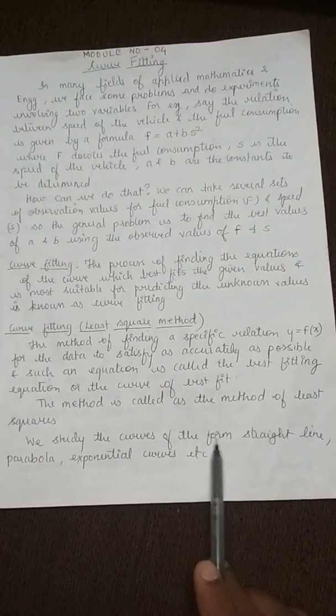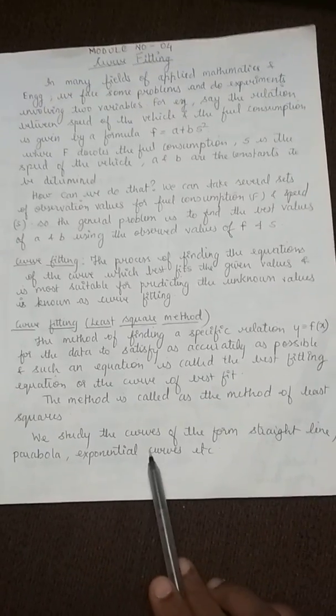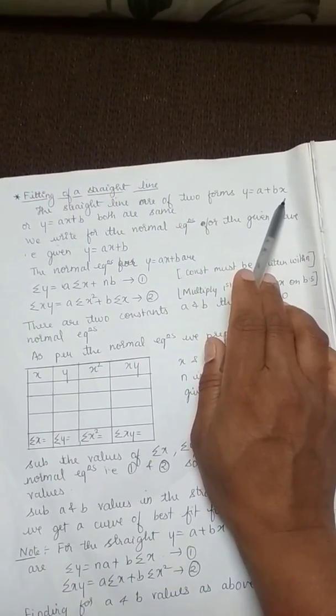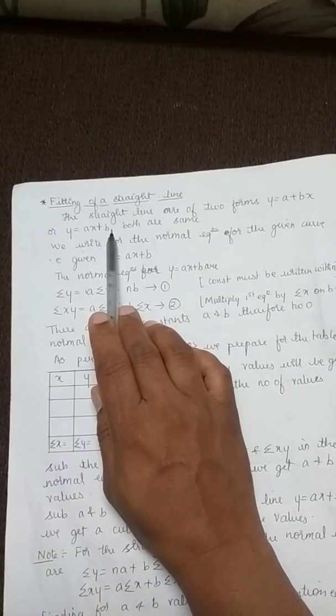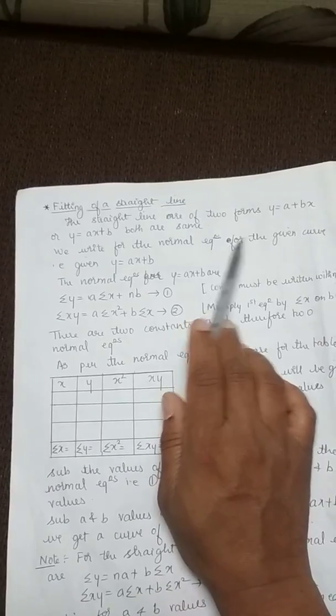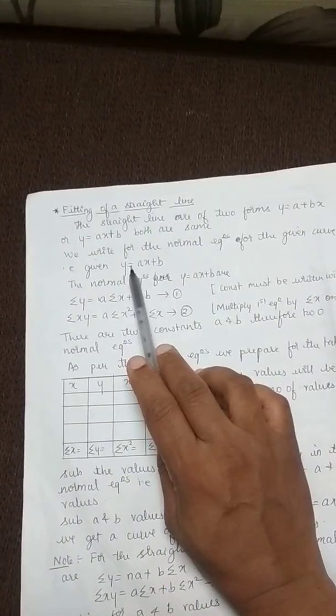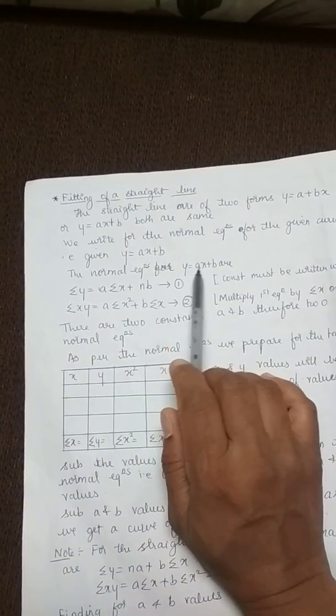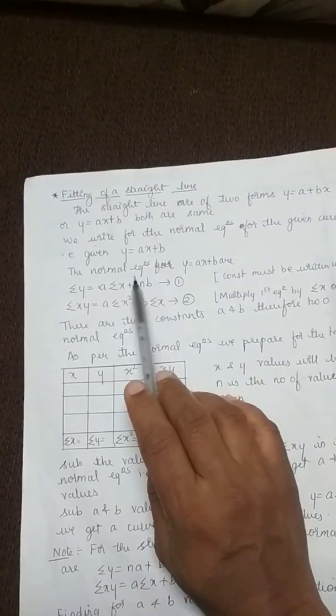As per the syllabus, we will study curves of the form straight line, parabola, exponential curves, etc. So first we'll be studying fitting of a straight line. The straight lines are of two forms: one is y is equal to a plus bx, or y is equal to ax plus b. To start, we first write the normal equations for the given curve. Consider y is equal to ax plus b. The normal equations for y is equal to ax plus b will be written as follows.